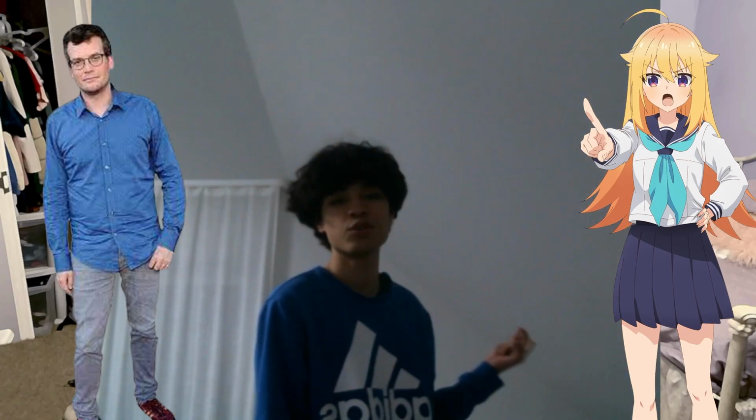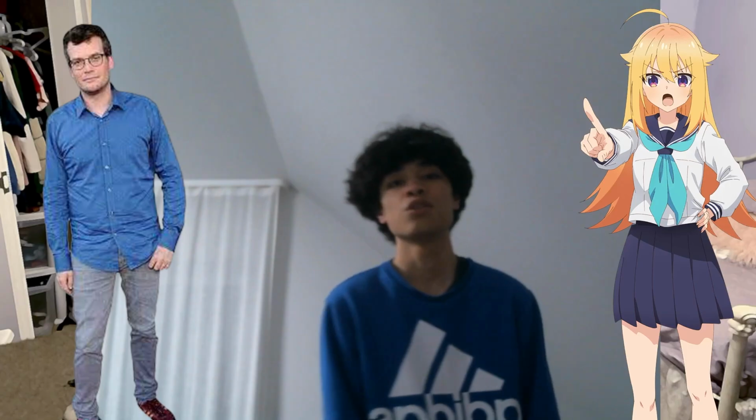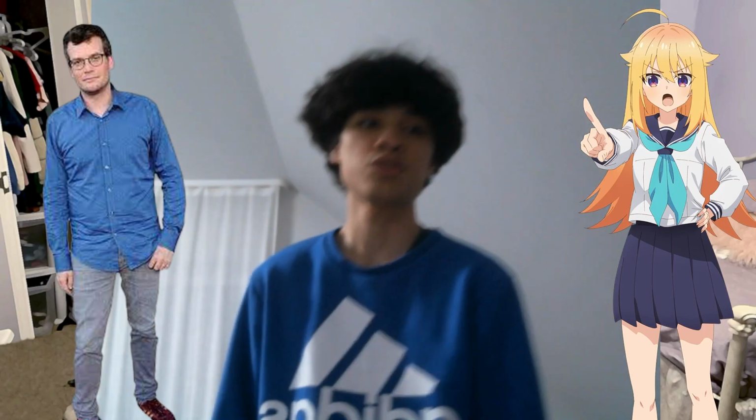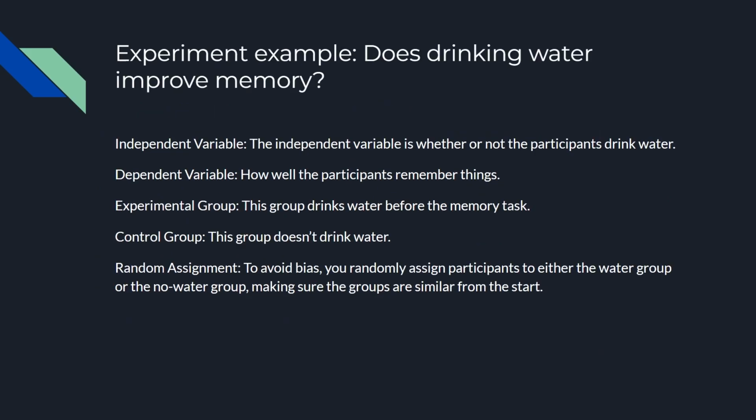Next, we have the experimental group. And I think I said it back here, but the experimental group drinks water before the memory test. And what do we say the control group was? It was a group that experiences all experimental procedures with the exception of exposure to the independent variable. So the control group has all the same things as the experimental group, except they aren't given the independent variable, which is the water.